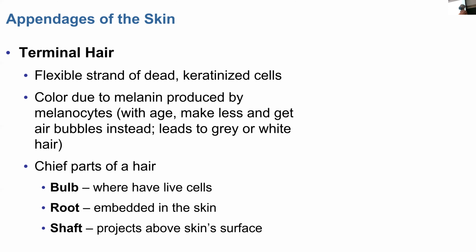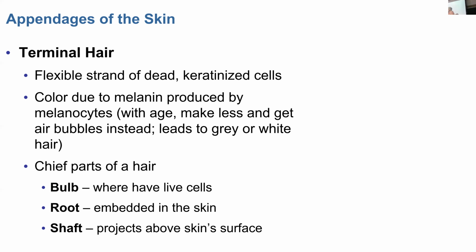As you get older, these cells get less good at making melanin, and you get air bubbles in the cells instead, and that makes your hair white or gray. And as you get older yet, basically all those melanocytes stop working, and you just end up getting white or gray hair. That's why you get white or gray hair as you get older.